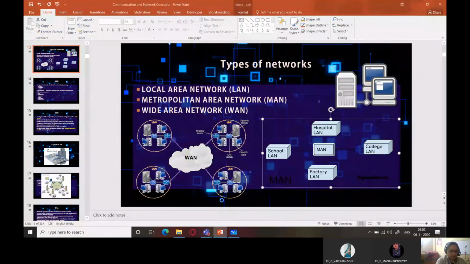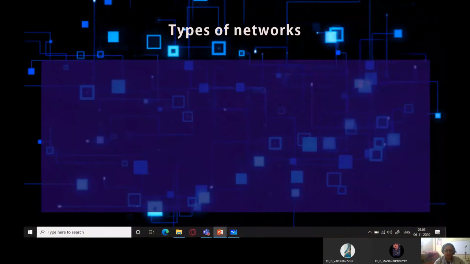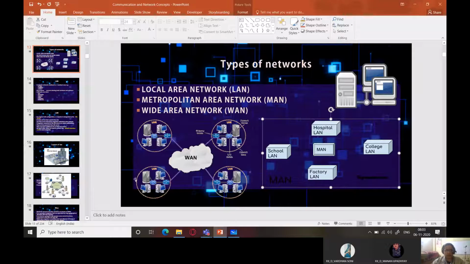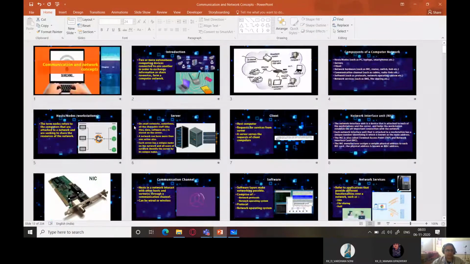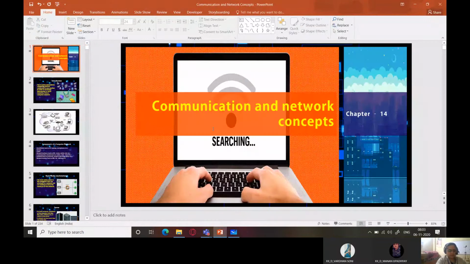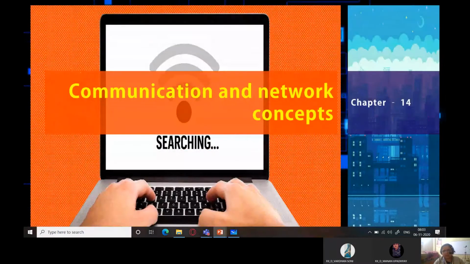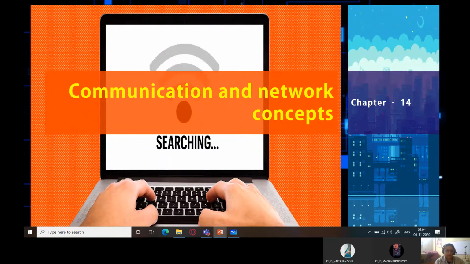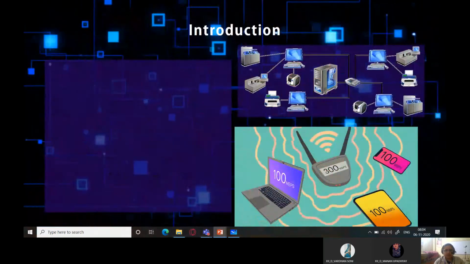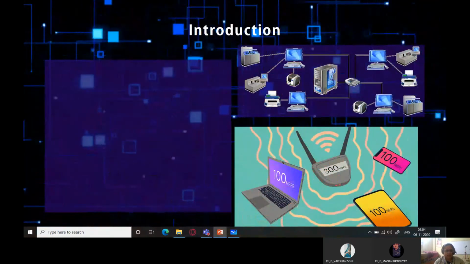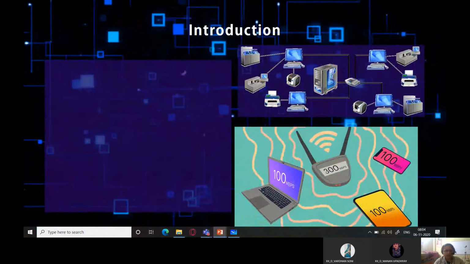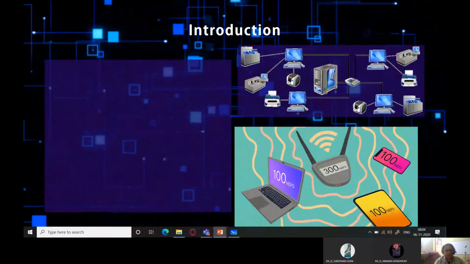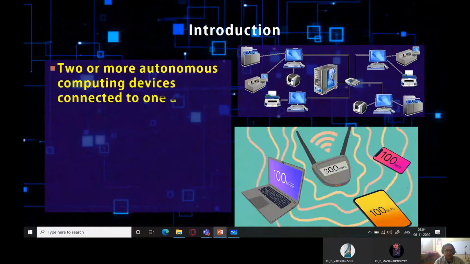Okay. Now, because you people have joined today, let me give you a quick recap of what we studied in the previous class. We had started with the chapter on communication and network concepts. In your textbook, it is mentioned as computer networks, chapter 14. This chapter is divided into two parts, part 1 and part 2. We are going to first see part 1, which we covered in the last class. I'll just give you a quick recap.